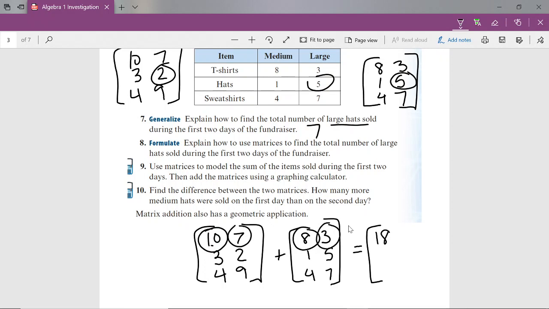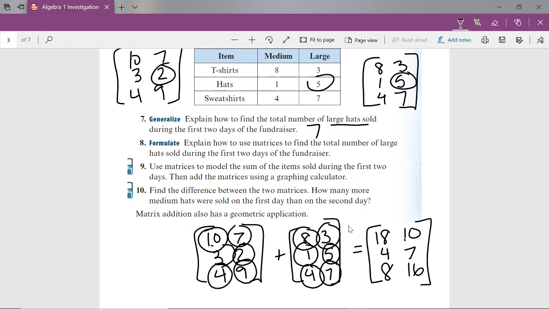7 corresponds to 3, so we would get 10. 3 corresponds with 1, so we get 4. 2 and 5, 4 and 4, 9 and 7. Okay, so we would say the total number for all of these items being sold in a matrix is shown right here. All of those added together. We have to, though, use the corresponding spaces in order to add the matrices.